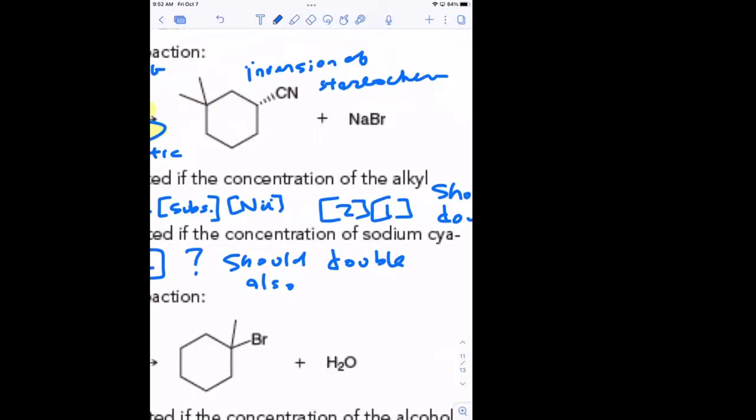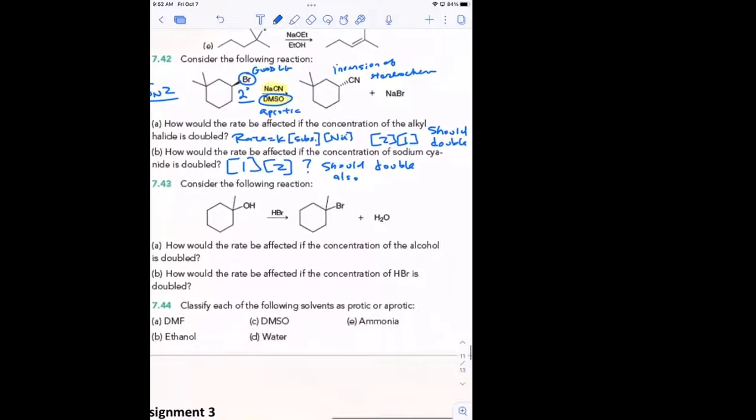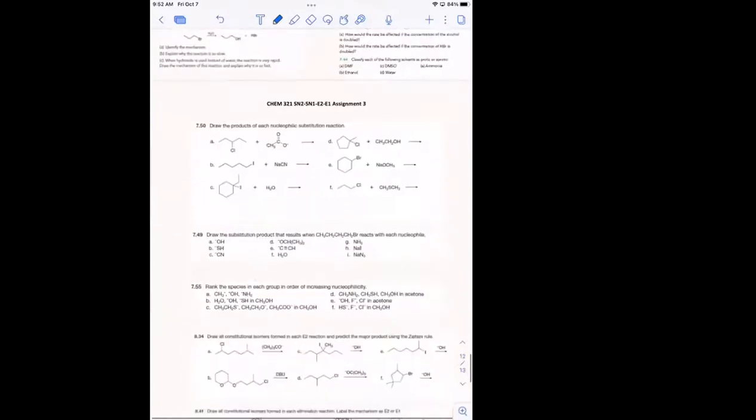All right, we got to stop here, 2 minutes over. On Monday, we're going to do 740, not 744. We're going to start here on Monday. And then we'll warm up with 750. That shouldn't take us long because it's just drawing the products. And then we're going to talk about solvent effects on the nucleophile, and then we're going to move to elimination. So we'll start that on Monday.